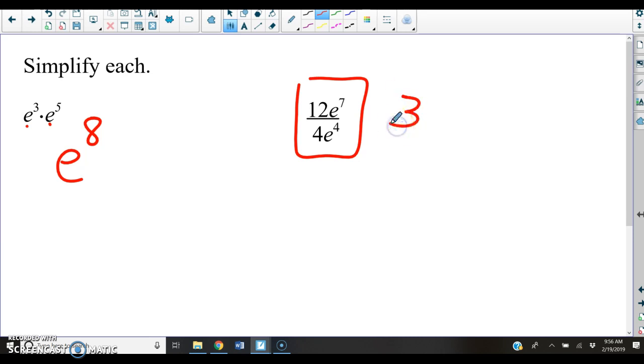12 over 4 will simplify. e to the 7th divided by e to the 4th. You subtract your exponents. I didn't mean to have so many 3's in that, but that's what we have. Simplifying is not any different.